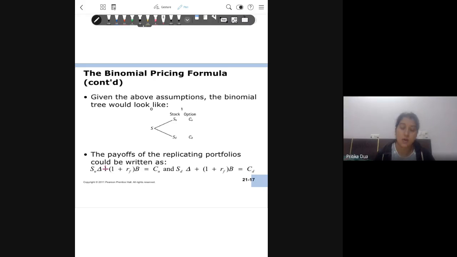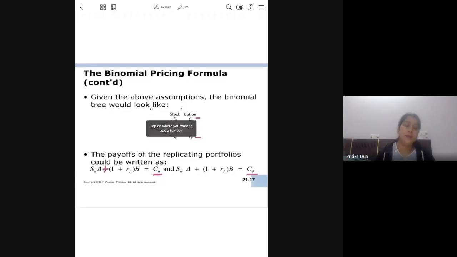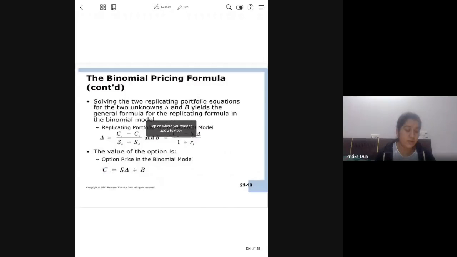जब आप डेल्टा और बी कैलकुलेट कर लेते हो तो आप चेक करते हो कि उनकी कैलकुलेशन आपने ठीक करी है या नहीं, ये फॉर्मूला पुट करके, और यहाँ पे जो आपने वैल्यूज कैलकुलेट करी है वो वेरीफाई करते हो. Formula for delta is CU minus CD upon SU minus SD, and for B is given here, and this is then the final formula to calculate the option price, whether it is your call option or it is a put option.